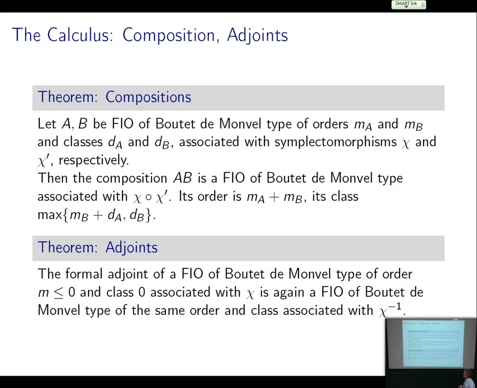Okay, and if you look at the formal adjoints, you have to be a little bit careful with formal adjoints in Boutet de Monvel's calculus, for a very simple reason. The reason is simply, if you have integration by parts, then you know that this is not true, but then you have to add the boundary values here.